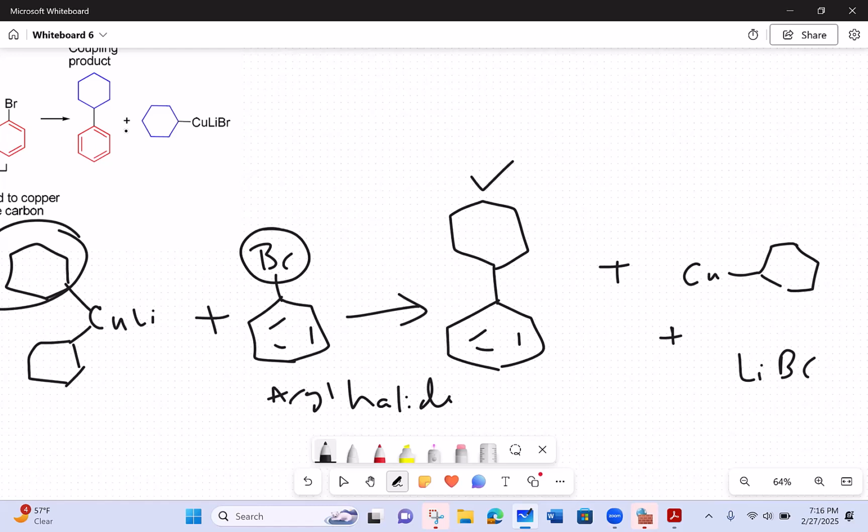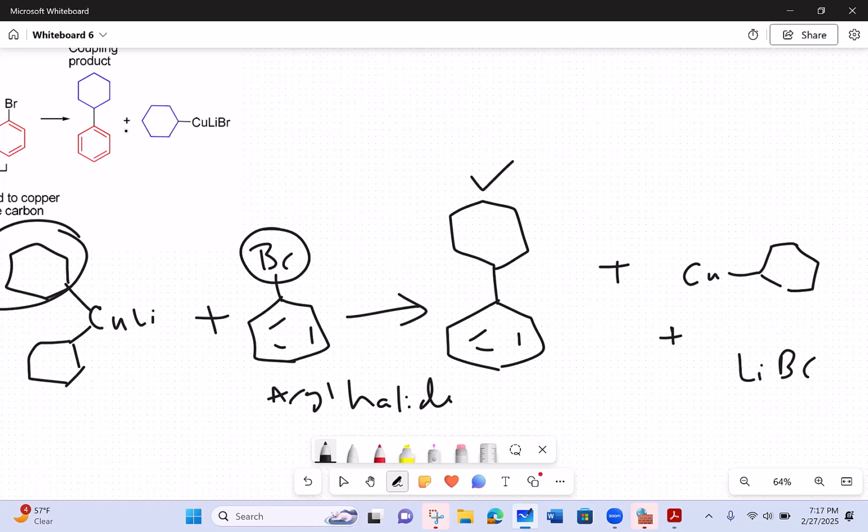So they react with protons, they react with the water in the air, but they're mostly used as bases where they do proton transfer. So that's why we haven't talked about them as coupling agents, because they don't do that. Oh, okay. Yeah, that's a good question. But they are the precursor to the Gilman reagent.